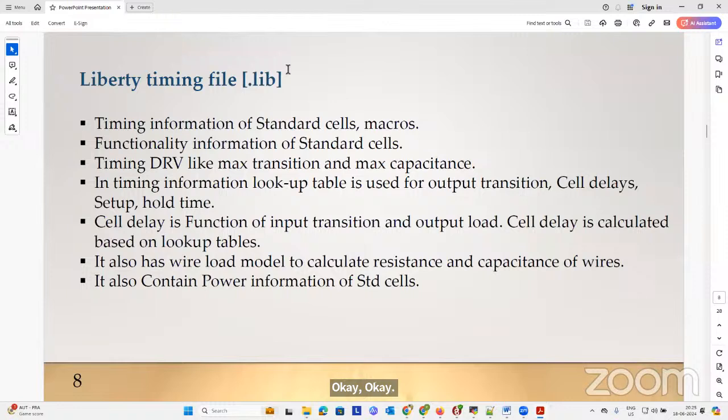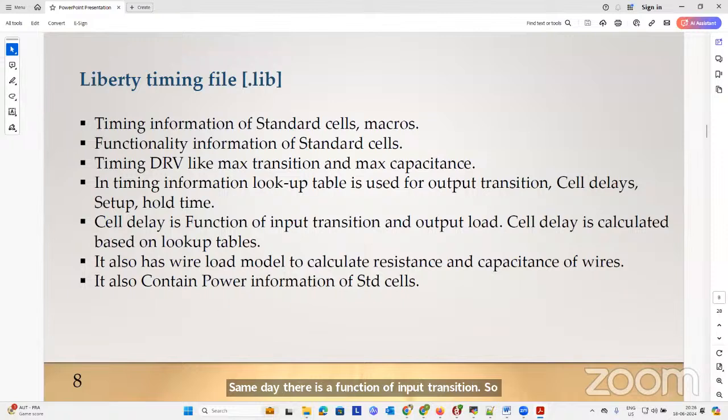Okay. Next is the .lib file. The .lib file will have timing information of the standard cells and macros, and functionality information of the standard cells, whether it works as a NAND gate, NOR gate, AND, or inverter, whatever the logic is. Timing, DRV like max transition, max capacitance. The .lib file has this information. In timing information, a lookup table is used for output transition, cell delays, and setup and hold time analysis. Cell delay is a function of input transition and output load.